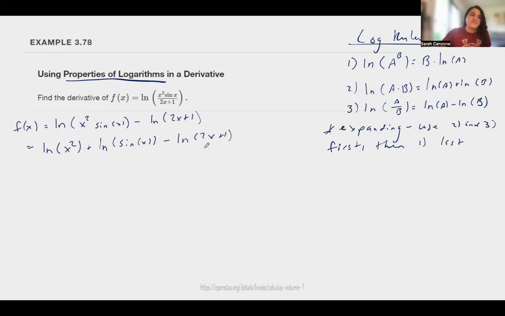Now the last thing is we can apply this first rule, and that really only applies to this first part right here, the natural log of x squared. So we can pull the 2 out to the front, which turns into 2 times the natural log of x plus the natural log of the sine of x minus the natural log of 2x plus 1.